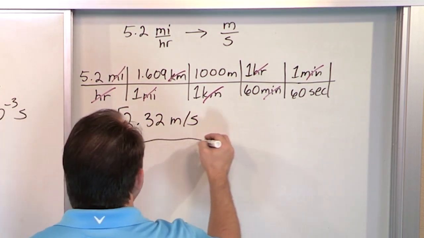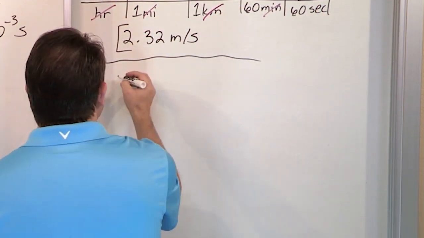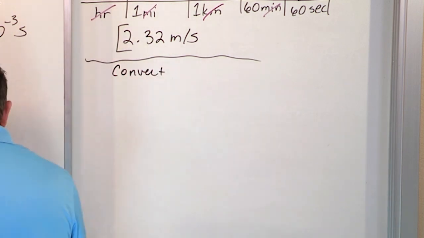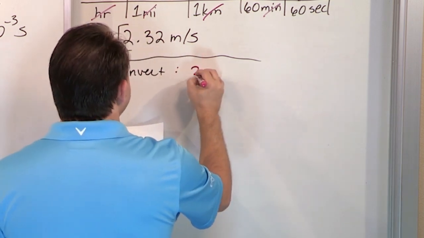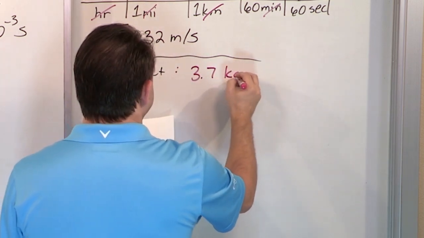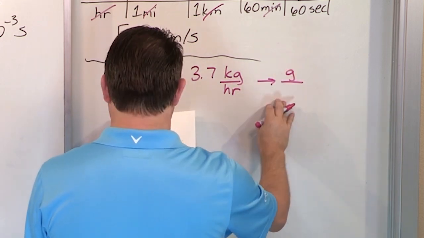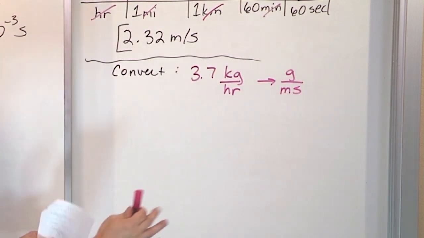So let's do one that doesn't involve speed, just to give you at least one. This will be the last one. Let's say I'm going to convert the following, and it's going to be a little bit of a weird unit. Let's convert 3.7 kilograms per hour into grams per millisecond. It's a weird unit just for the purpose of something.